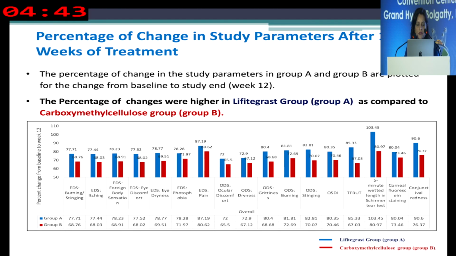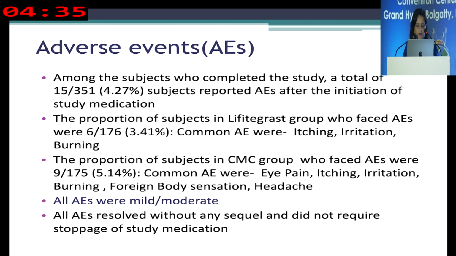And this was the percentage of change in the study parameters in both groups. The percentage of changes were higher with liftigrast as compared to CMC again.